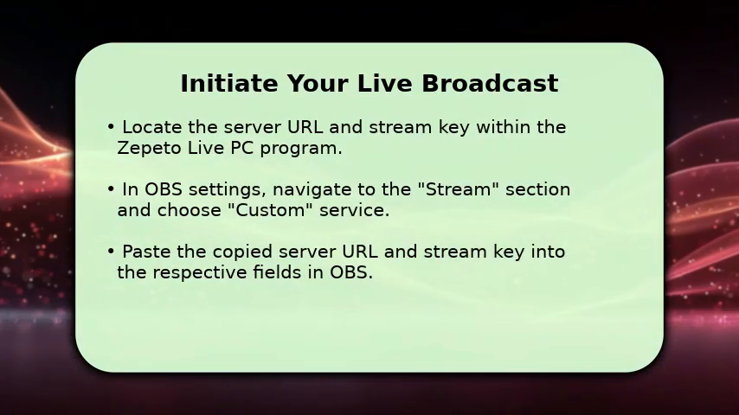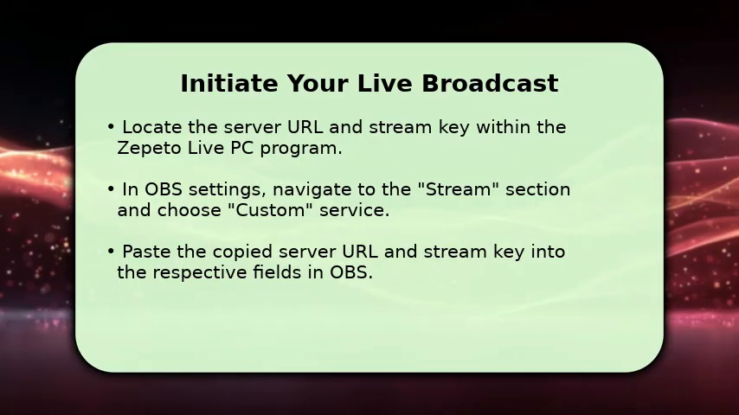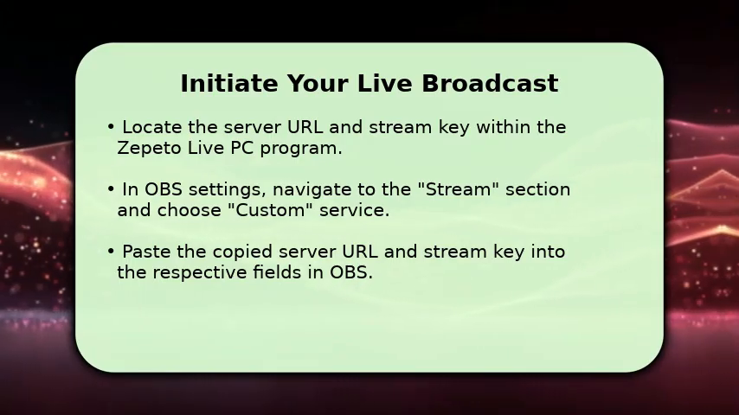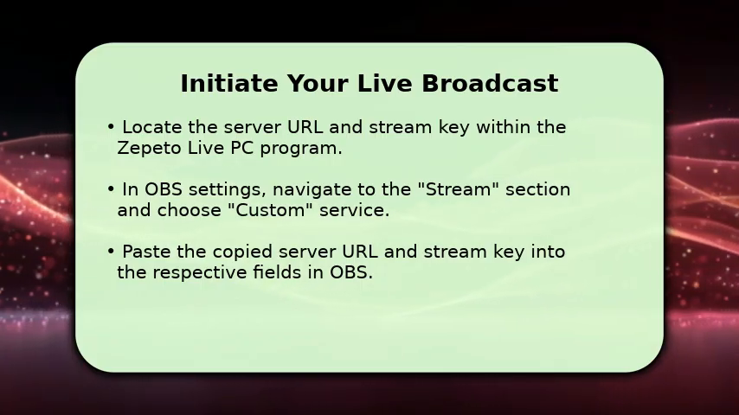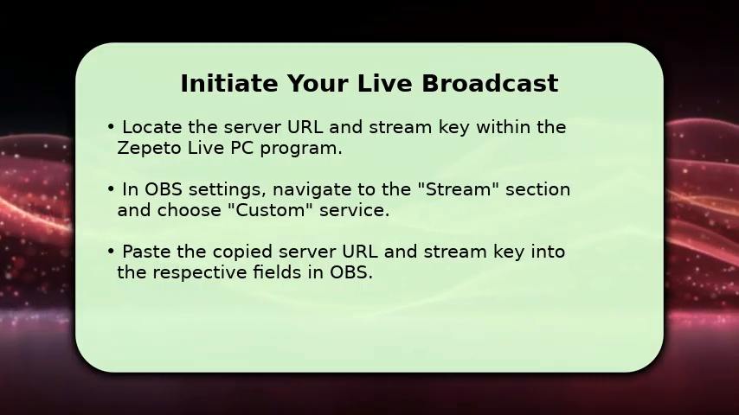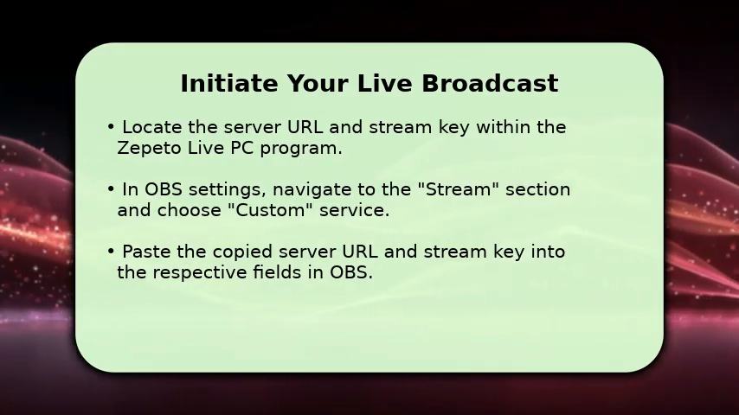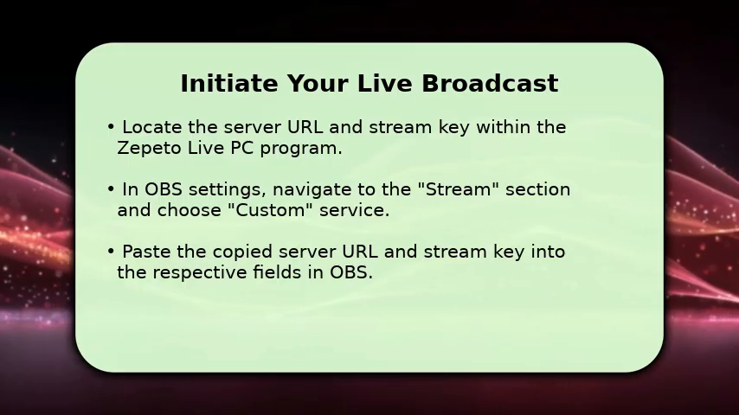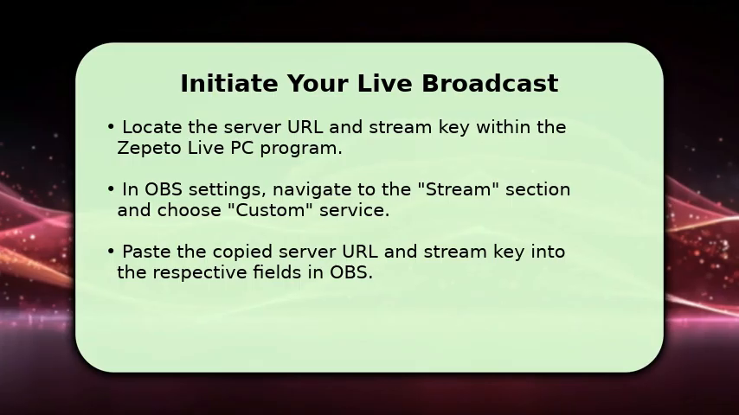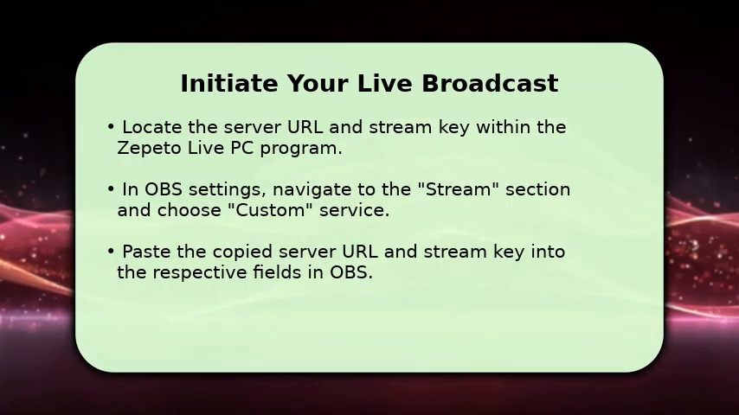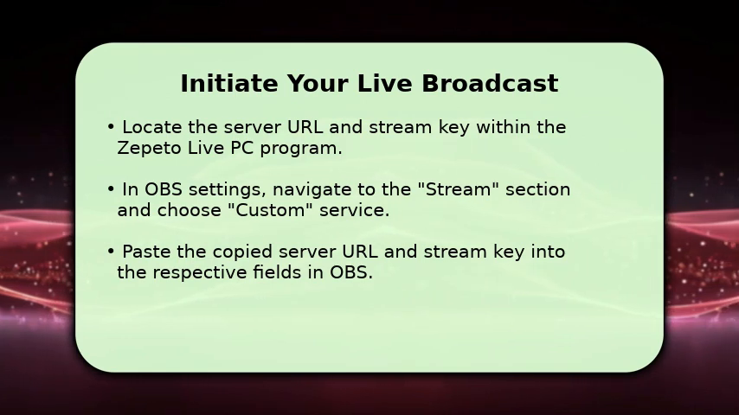With your sources set, it's time to go live. In the Zepeto Live PC program, find and copy your unique server URL and stream key. These are vital for connecting your broadcast. Next, open OBS Studio's settings, go to the Stream tab, and select Custom as your service. Paste the server URL and stream key into their designated boxes. Once these details are entered, click Start Streaming in OBS to launch your live broadcast to your Zepeto audience.